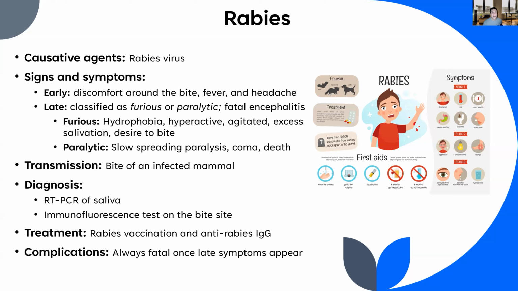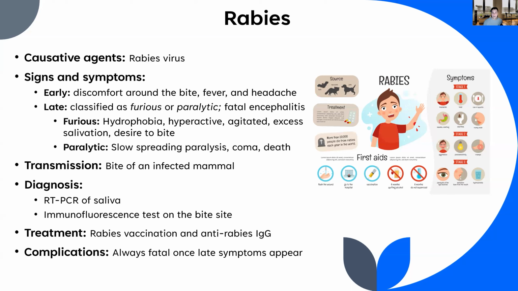Signs and symptoms, early on: discomfort around the bite, fever, and headache. Then later on, there are two different classifications: what's called furious rabies or paralytic rabies. In furious rabies, this is where you get the hydrophobia, fear of water. They become hyperactive, agitated, they drool, and they have a desire to bite people.